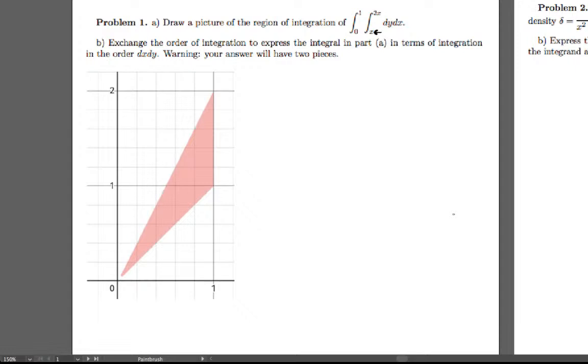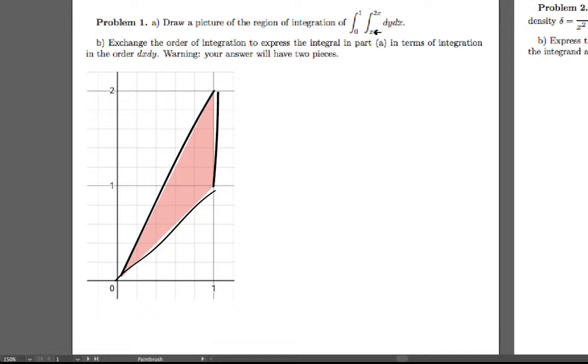So in here you can see the line there. This is y equals x. That one there is x equals 1. Then this entire thing going down there is y equals 2x. And so this is the picture of this entire thing. And now exchange the order of integration to express the integral in part A in terms of integration in the order of dx dy. Warning, your answer will have two pieces.